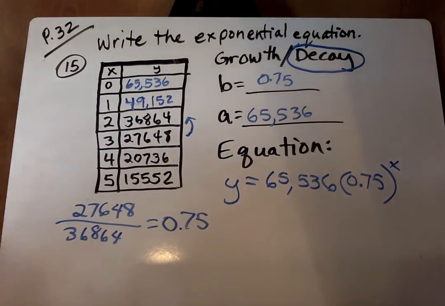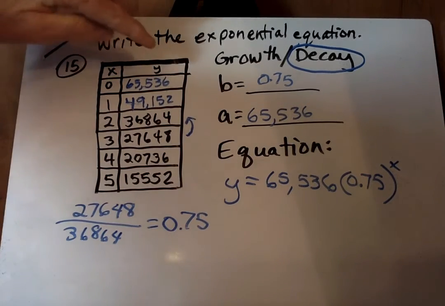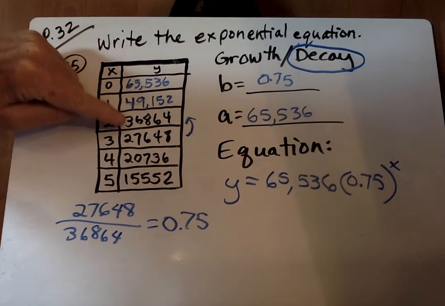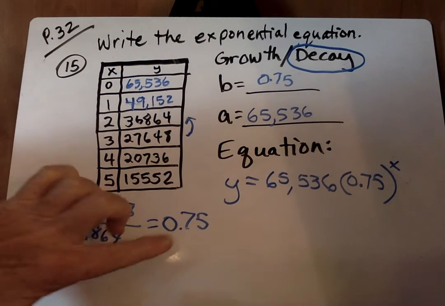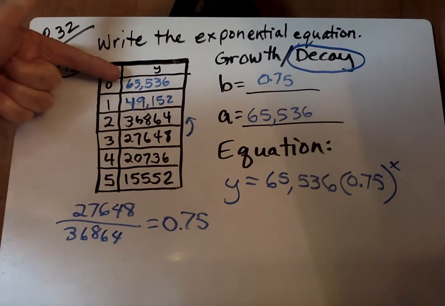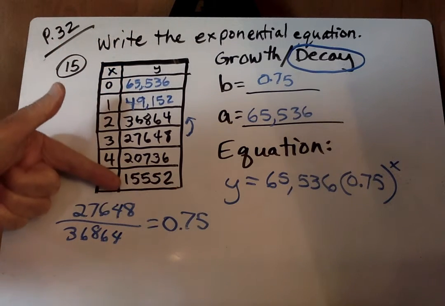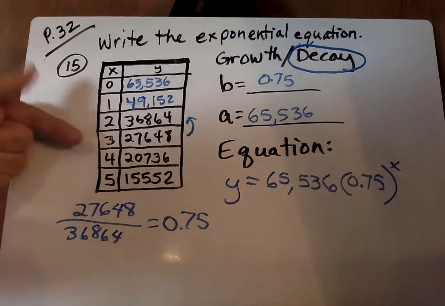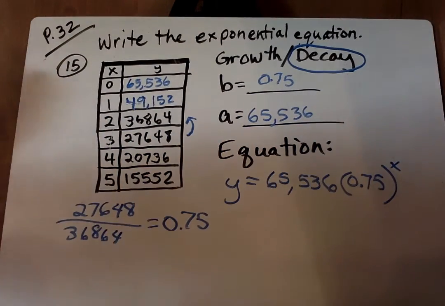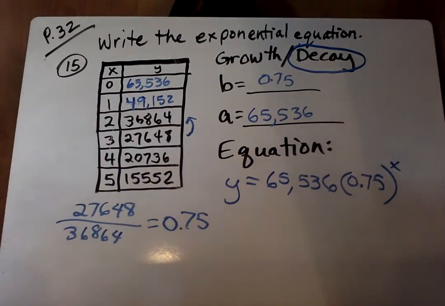Okay. So again, you can test this out. Multiply this by 0.75 to get this, times 0.75 to get that. Now, if I had divided or multiplied wrong, these numbers would be lower. You have to make sure if they're going lower, they keep going lower. If they're going higher, they keep going higher. So that's one way to double check and see if you have the right answer. Okay, we're going to go on to page 33.